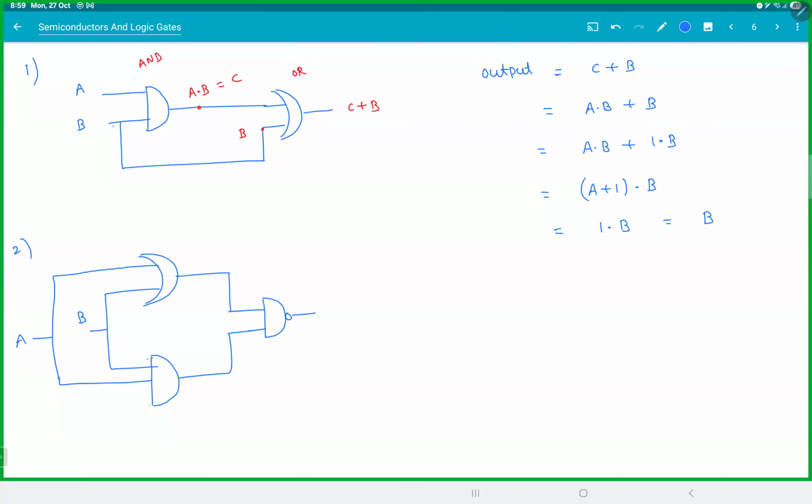Second and third period. What kind of answer is that, Raditya? A bar plus B bar. What gate is that, Rehan?